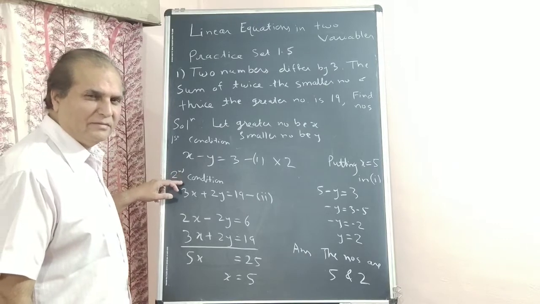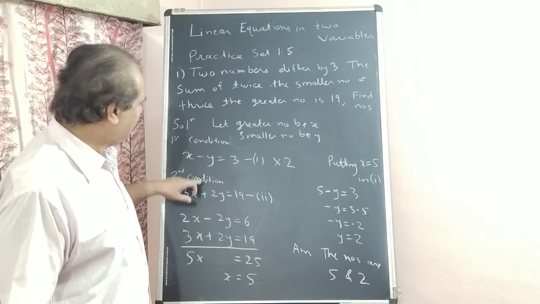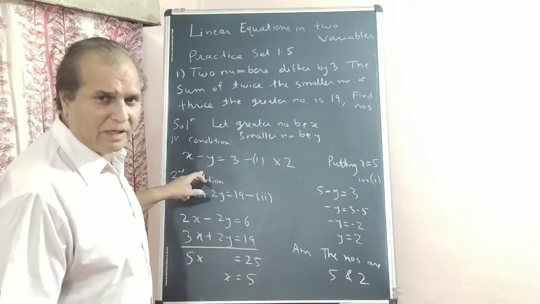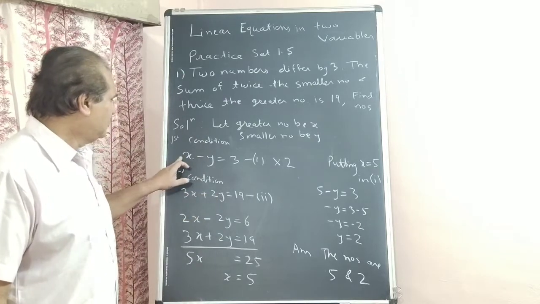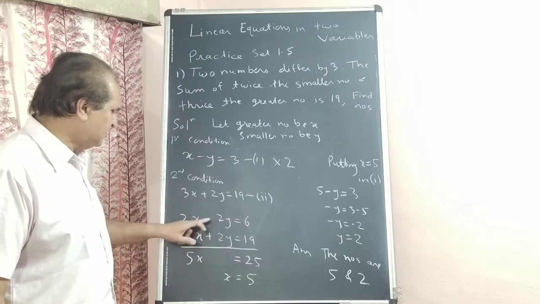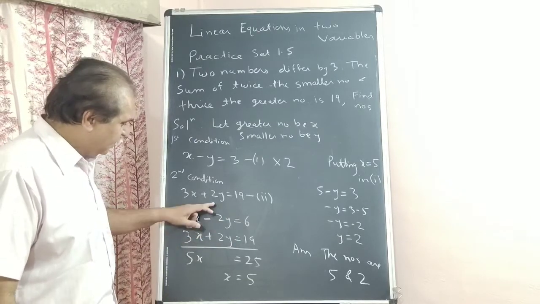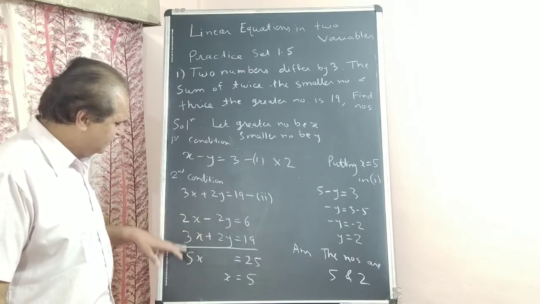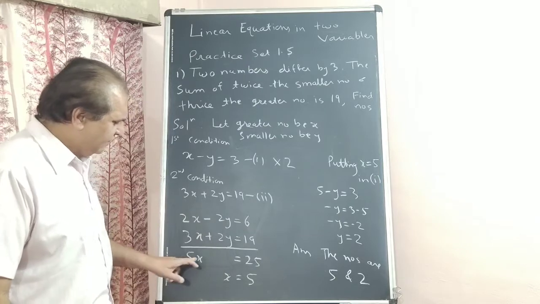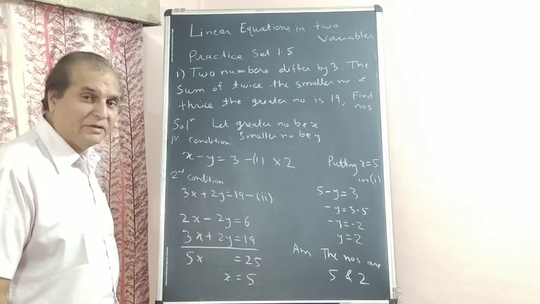Elimination method is better. You can choose another method also. So we'll take minus y and plus 2y. We'll multiply first equation by 2. You write multiplying first equation by 2: 2x minus 2y equal to 6. Second condition, 3x plus 2y equal to 19. Adding 1 and 2, plus 2y minus 2y cut. 2x plus 3x is 5x. 6 plus 19 is 25. 5x equal to 25, 25 upon 5, x equal to 5.